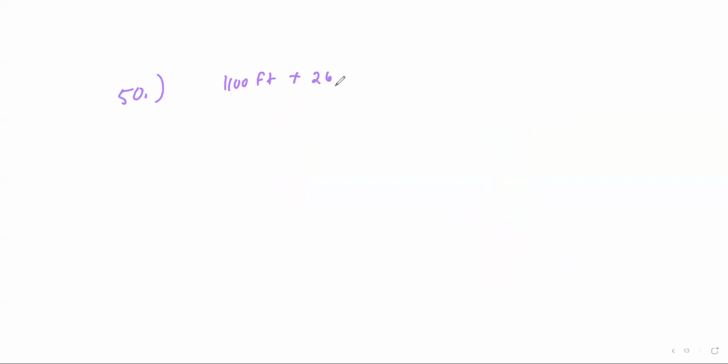Find an equation to express the depth of the Marina Trench M in terms of the depth of the Dead Sea. So the Dead Sea was represented by a D. Erase these feet here. So you got 1,100 plus 26D, and then that would just be M.